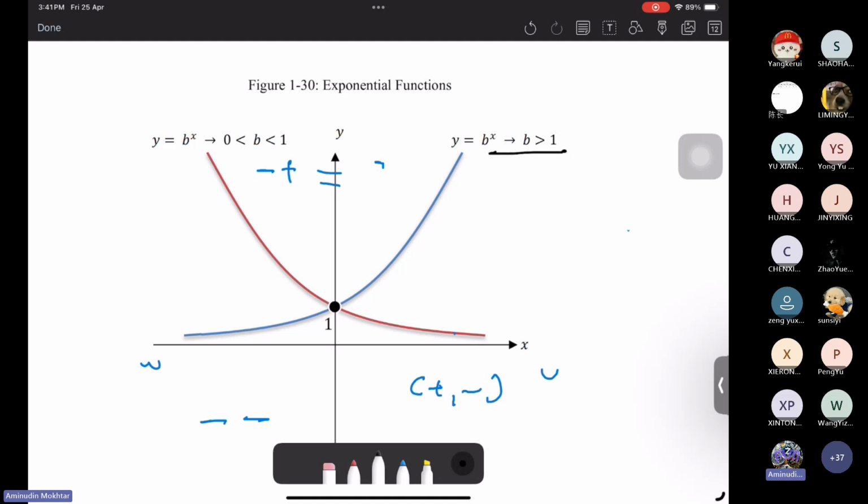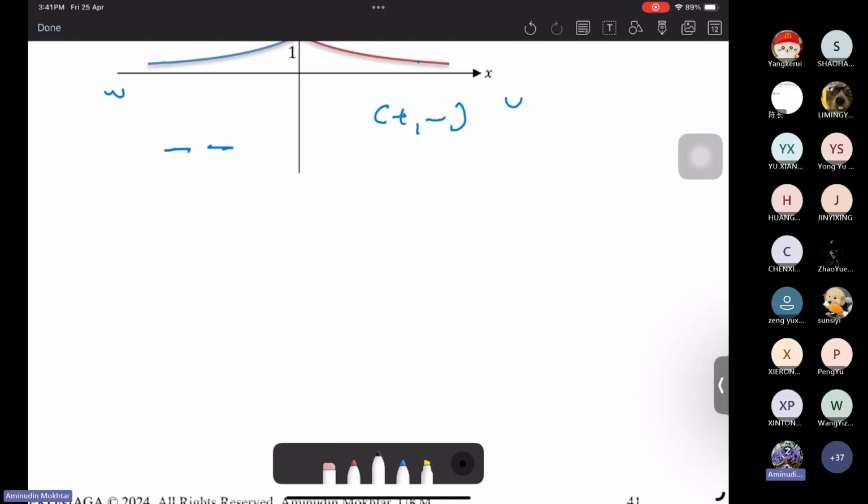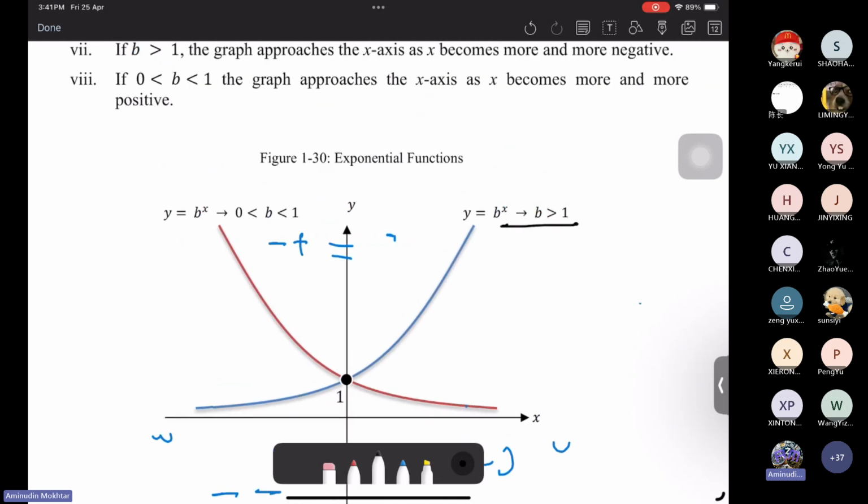For example, maybe this is y equal to 3x, y equal to 3 to the power of x. For any base value greater than 1, we will have a graph like the blue graph in figure 130.